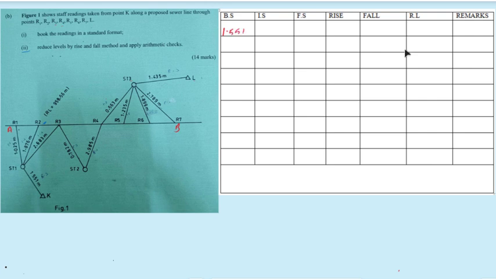1.551. It's our first reading. Then we have an intermediate site, the second reading, 1.025. And then we have another intermediate site of 1.876. Then we have the final reading at station 1, and this must be a foresight, because when you're doing surveying work, the last reading before we shift the instrument is always a foresight. So we have a foresight of 2.683.